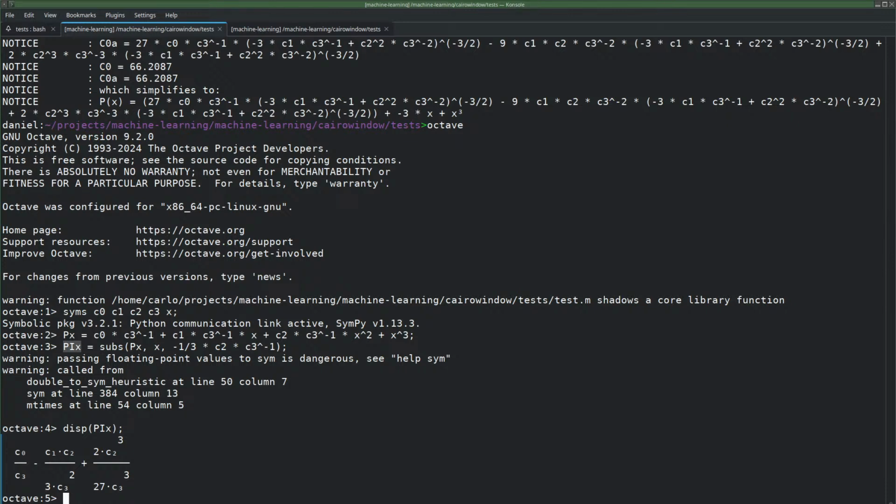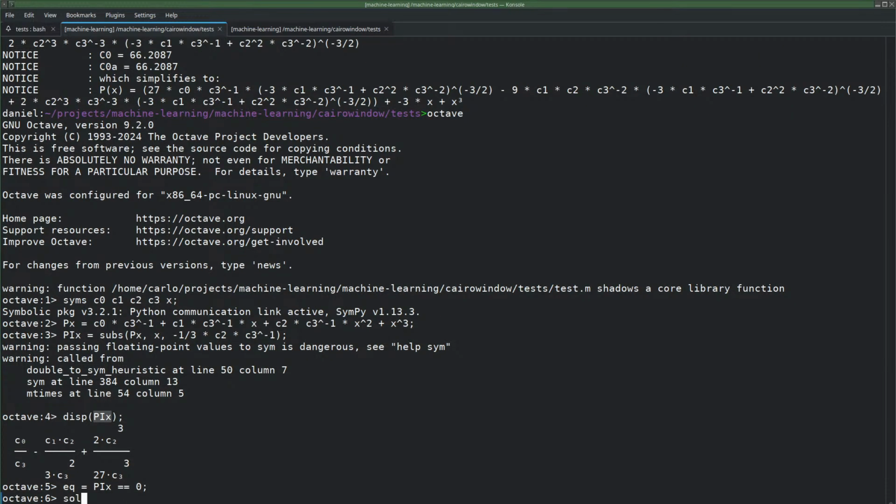Now if this equals 0, then this expression must be 0, right? So what we can do is just make it 0 by, let's say, setting it to 0 and then solving for C0. So I make an equation. Equation is that thing equals 0.